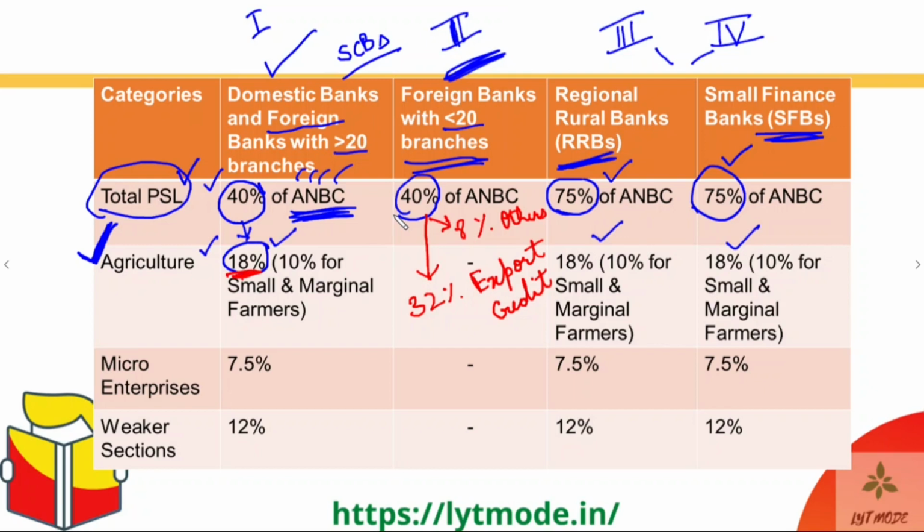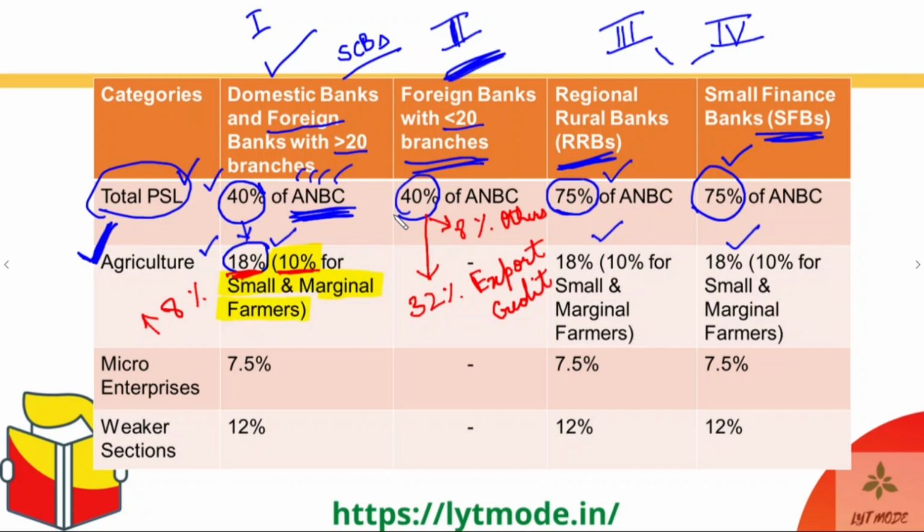And again, out of this 18%, earlier 8% used to be given only to small and marginal farmers. But now, with the new PSL changes that were brought in September, this 8% has been increased to 10%. This is a very important thing that you need to know. This is a change that has been brought recently. So 10% goes to small and marginal farmers.